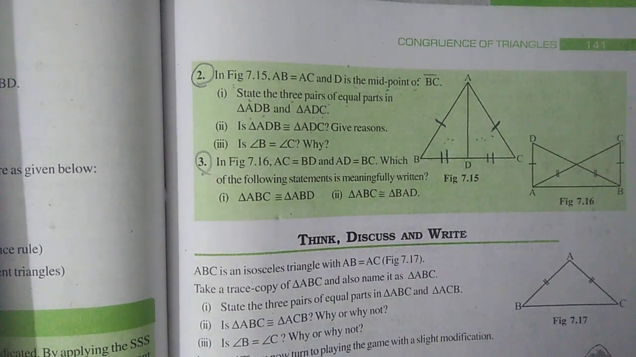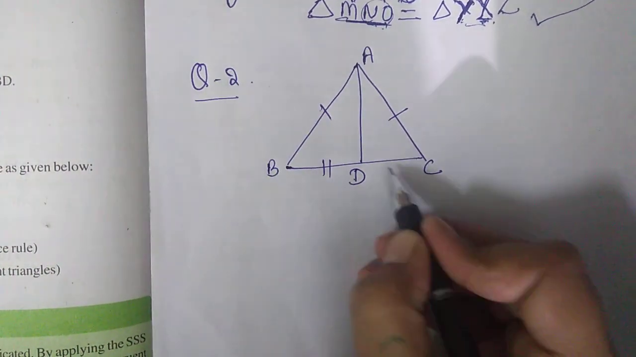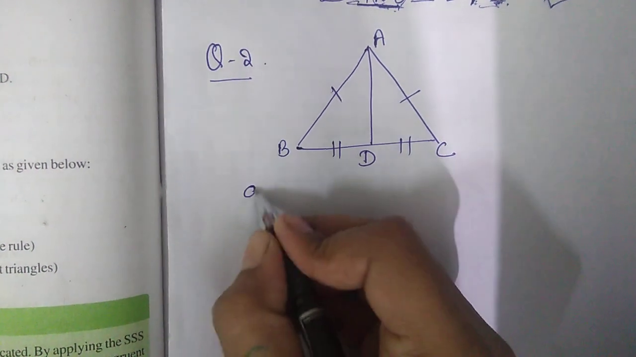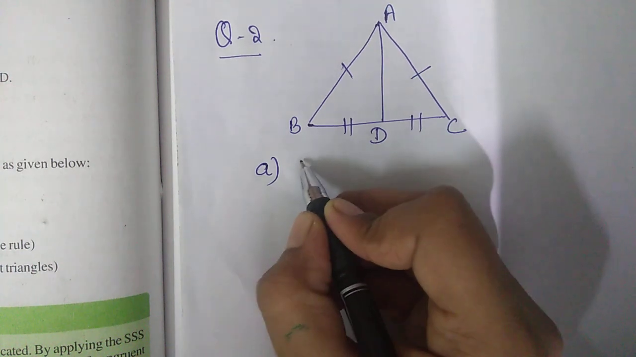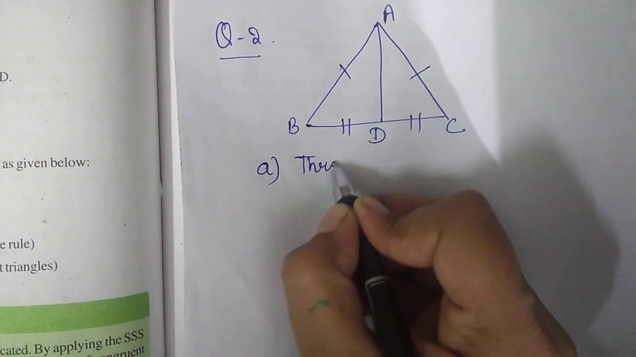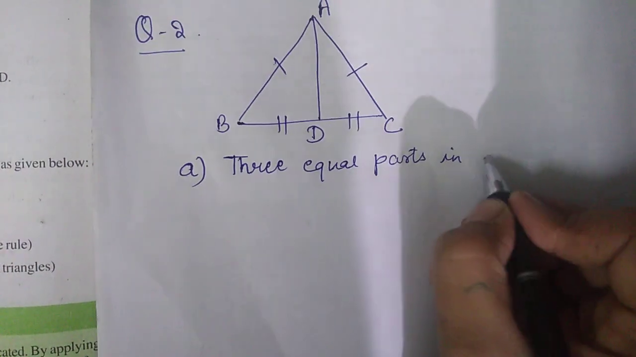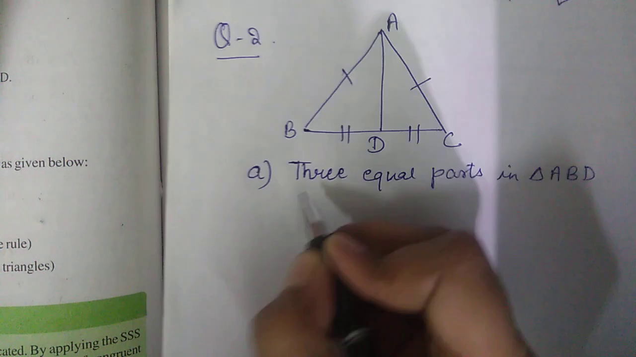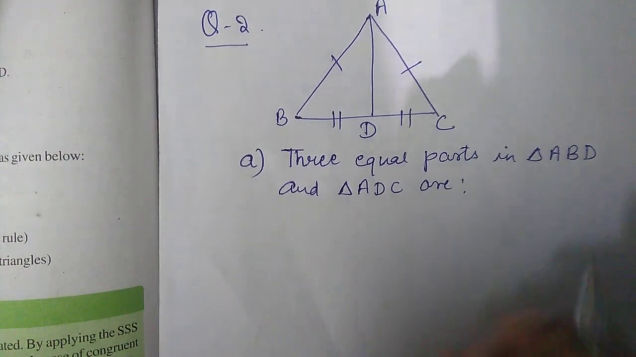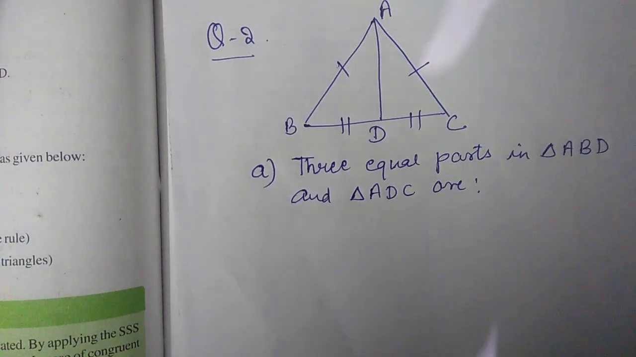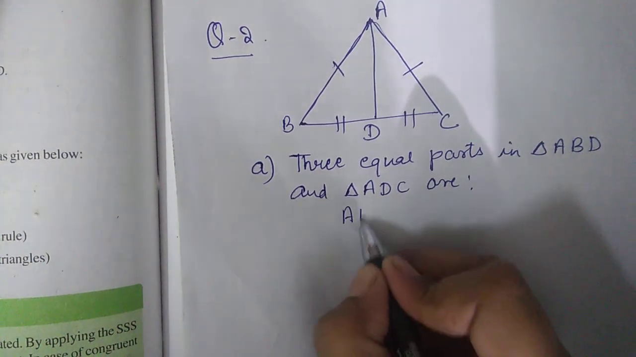So how will you do it? This is the triangle given, and it is also given that this side is equal to this and this is equal to this. The first part they are asking is the three equal parts. As the question is being asked, I will answer in the same way. So three equal parts in triangle ABD and triangle ADC are... You have to mention the three equal parts. Parts may be sides and angles. So this side AB is equal to AC. So I will write AB equal to AC.